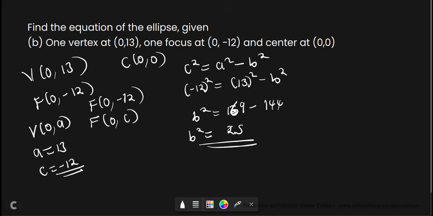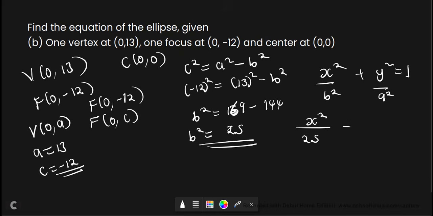So in this situation, x squared plus y squared equals 1. Where is your A supposed to be? In the vertices, our 13 is on the y-axis. So this is your B squared under x squared, that's 25, and your A squared is 169 under y squared, equal to 1. So this is how you solve that question.